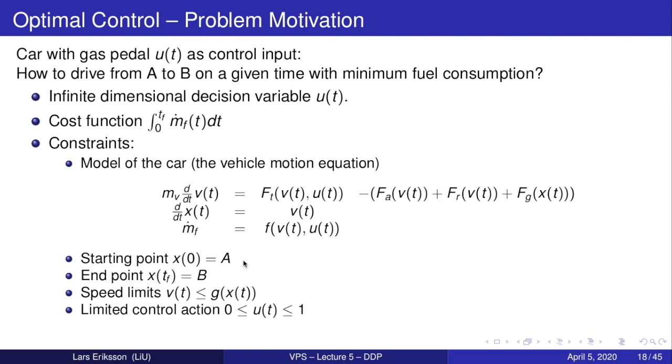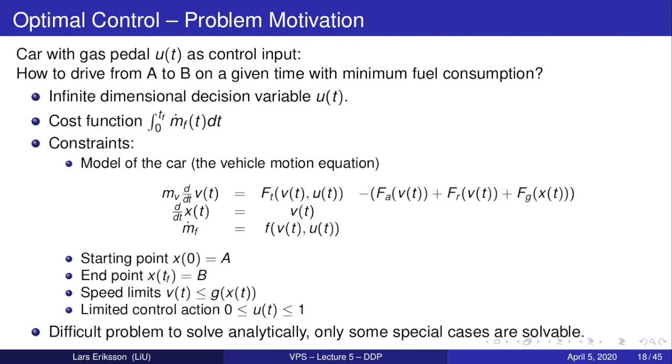Then we have a constraint where we are starting, and we constrain where we are finishing. And finally we have other path constraints that say, for example, we need to fulfill the speed limits that are functions of where we are. And the gas pedal can be fully up or fully down, so we also have limited control actions. This is a very difficult problem to solve analytically in the general case. Only some special cases are solvable, and we will look at a few examples later in the optimal control lecture.